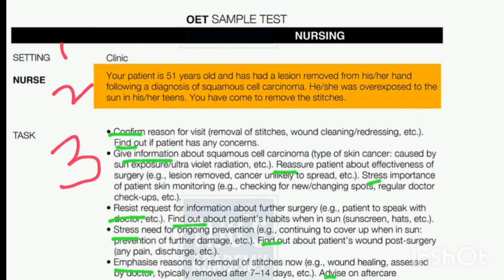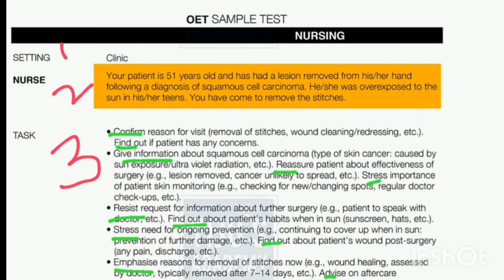So give information. When we ask the patient about any concern, the patient can reply yes that he or she wants to know about the squamous cell carcinoma. That means the patient wants to know regarding his or her problem, that is squamous cell carcinoma. Then we can reply to the patient like this.